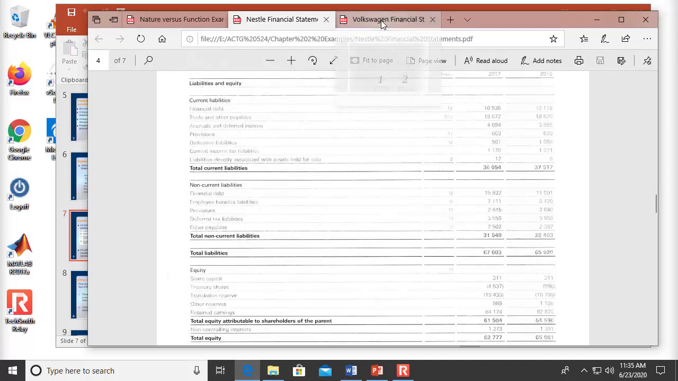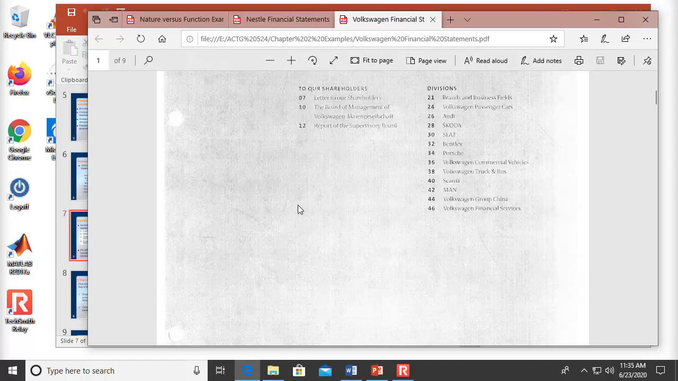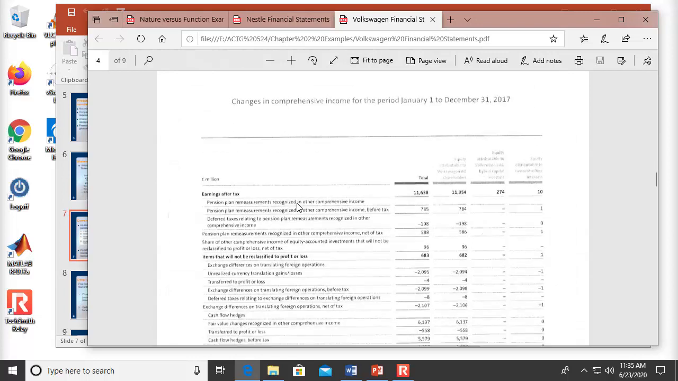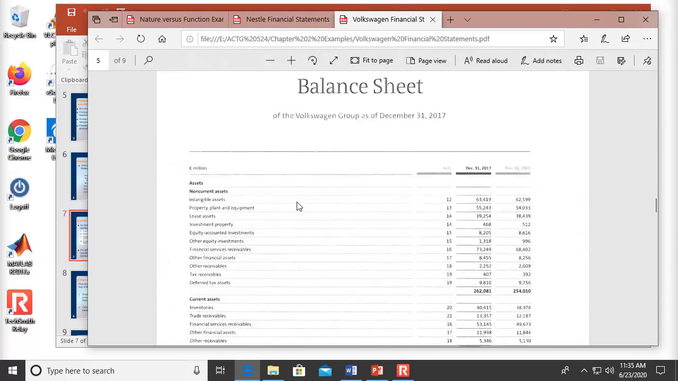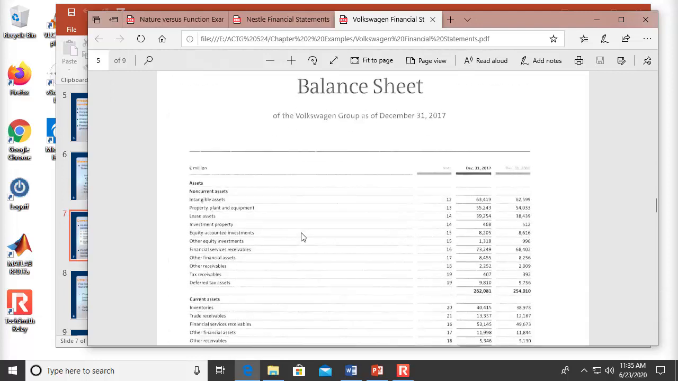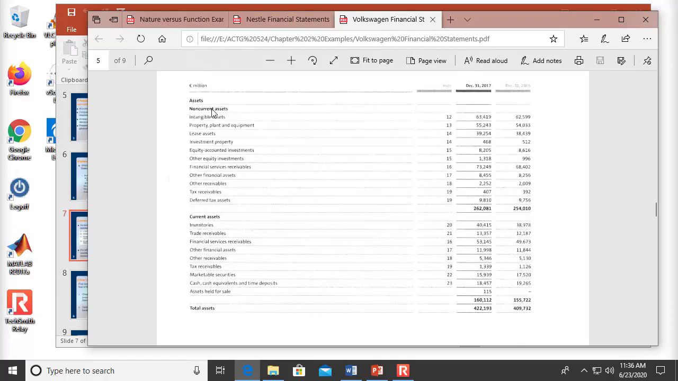Next, let's look at Volkswagen. They have a very different presentation. Volkswagen's balance sheet still says Volkswagen Group. There's the date, and it says it's in millions of euros. Notice that they have their non-current assets first and their current assets second. This is the traditional European presentation. We list non-current assets first, and then current assets, listed in order of the least liquid to the most liquid.